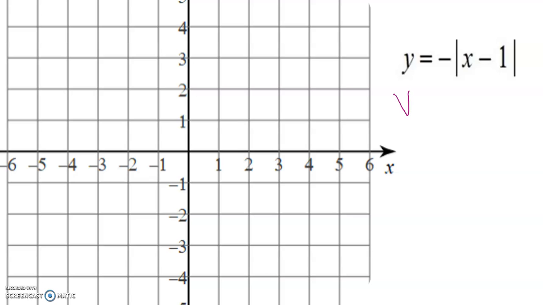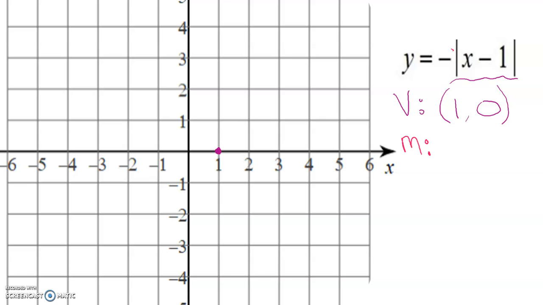First, we do our vertex. So we have a look at H and K. If we have a look at this equation, there is an H, so we know X is 1, but there's no K, which means it's 0. So our vertex is at 1 and 0. And we put a point on our grid at 1, 0.